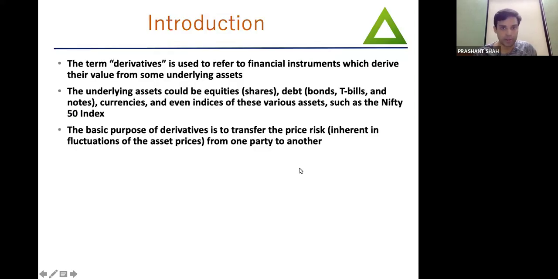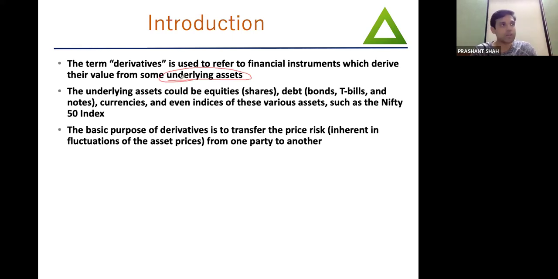What is derivatives? I've heard people calling this derivatives. Pronunciation is not a major issue, whatever you say is okay. These are financial instruments which derive their value from some underlying assets. Now the definition itself is quite tricky, and many students fumble in understanding what it means. So these are financial instruments. They do not have their own value, but they derive value from the underlying assets.